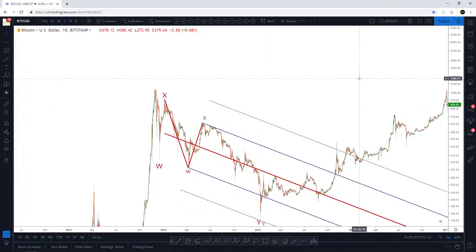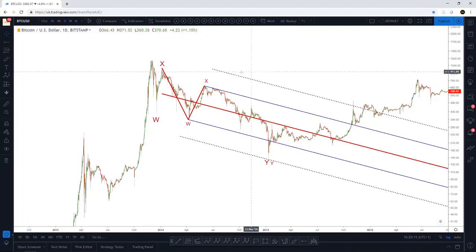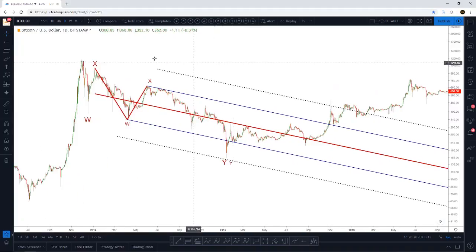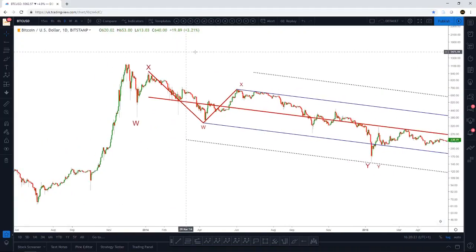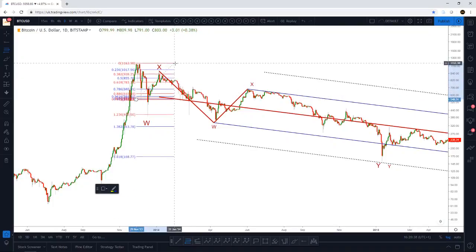So let's go to 2014, and this is the count that I've got here. So major W, major X, major Y. To get our W, again that's 3 waves down to here. It's the first wave of the major W, and so we go from this level, fib retracement tool, all the way up to the top, and the W is coming to roughly around the 1.236.